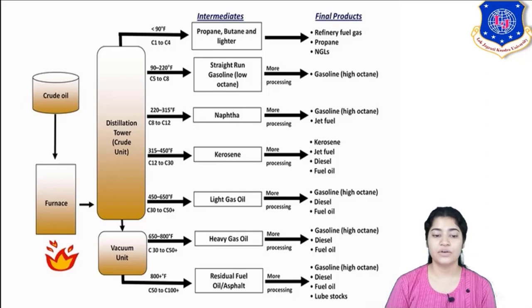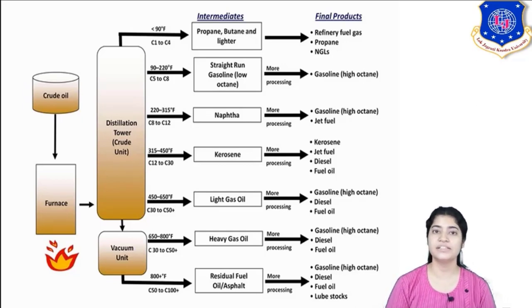Now, these are all fractions. They are not a particular or single component. They are fractions at different cuts. Like for straight run gasoline, the carbon range is from C5 to C8. So that is the category of straight run gasoline. Now, it is used for more processing to get gasoline, the gasoline which is sold into the market.